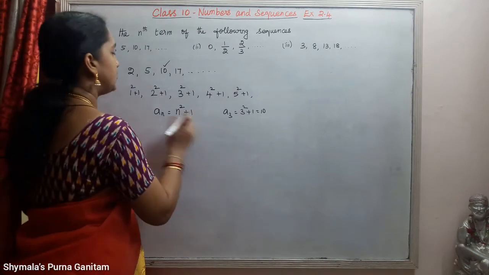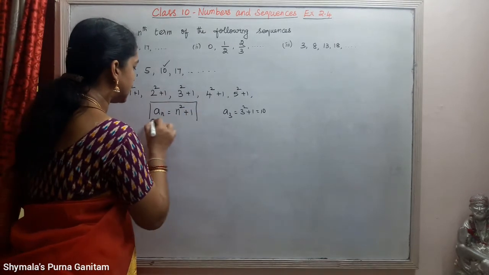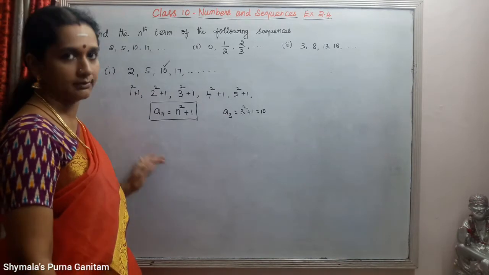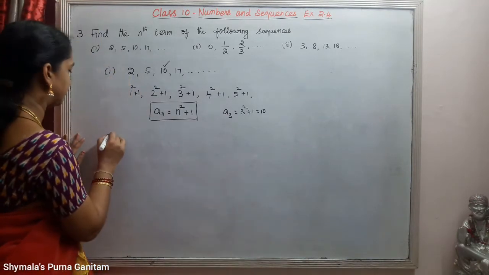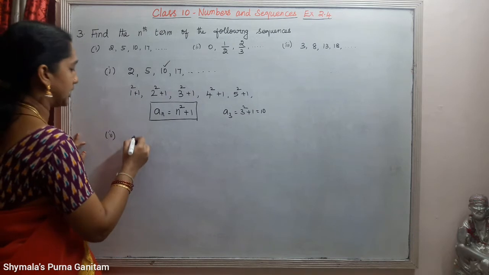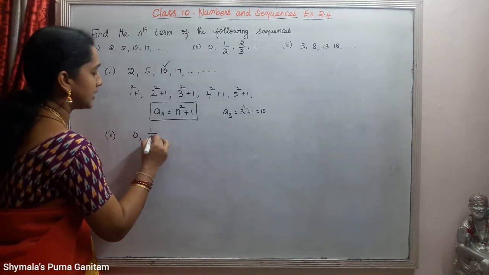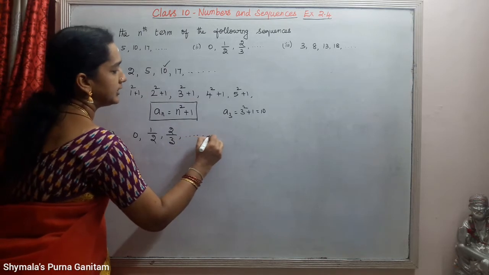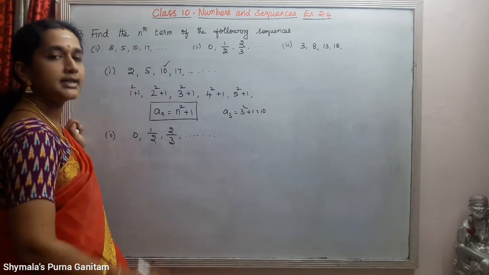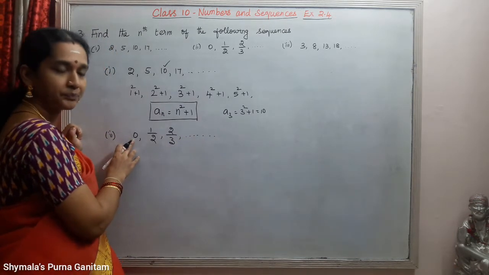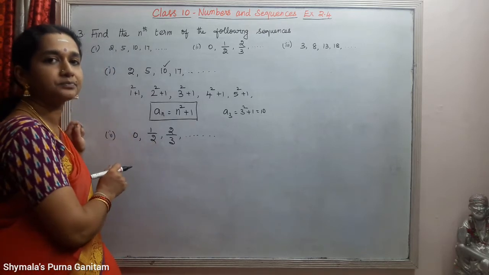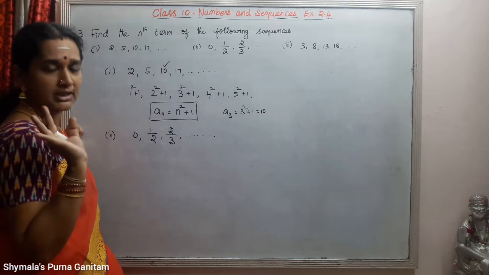Okay. So the same way we get the nth term: an is equal to n squared plus 1. This is the first sum. Then the second one is 0, 1 by 2, 2 by 3, and so on. So if your first term is 0, if we leave that, and we are taking from 0, we have to start.